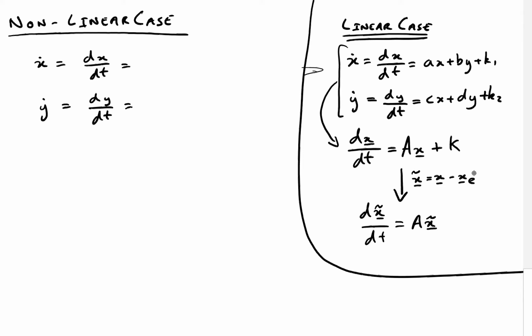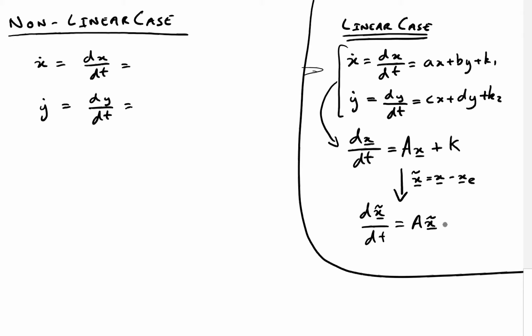So we can move our equilibrium point to 0, 0 by making this transformation: x tilde is equal to x minus x equilibrium point. Basically this equation, dx by dt, turns into dx tilde by dt equals A x tilde. And that was the linear case. Now we want to do something very similar with what's known as the nonlinear case.